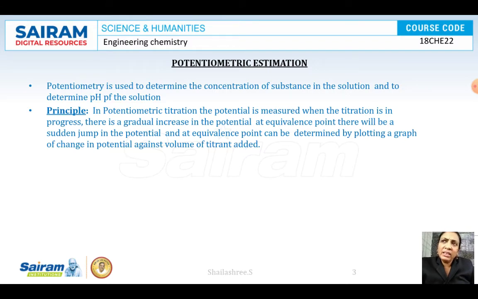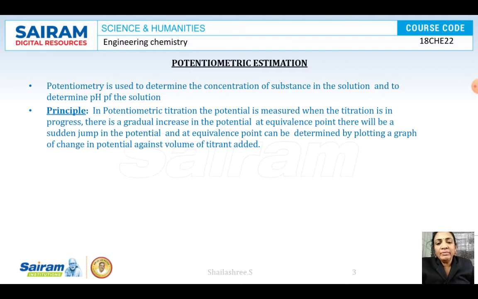When the reaction between the titrant and titrate is completed, immediately you will see a sudden jump in potential, or change in conductance. By using these values, we plot the graph, and from the graph we can find out the amount of the substance present. So in instrumental methods of analysis, we get almost 100% accurate values.